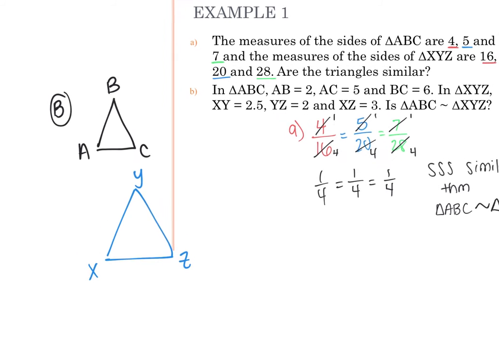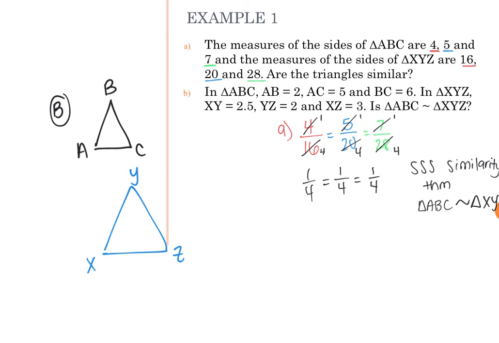All right. We know that the length of AB is what? 2, right? AC is 5. And BC is 6. So we have 2, 5, and 6.